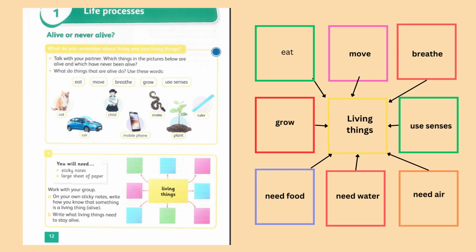Write how you know that something is living thing, alive. Write that living things need to stay alive. I have done for you. This is living things. Living things can eat, living things can move, living things can breathe, living things can grow, living things can use senses. Living things need food, living things need water, living things need air. This was all about page number 12.